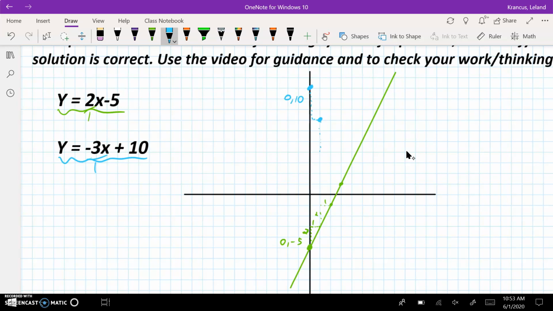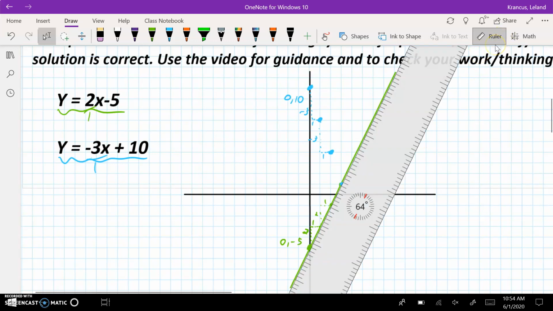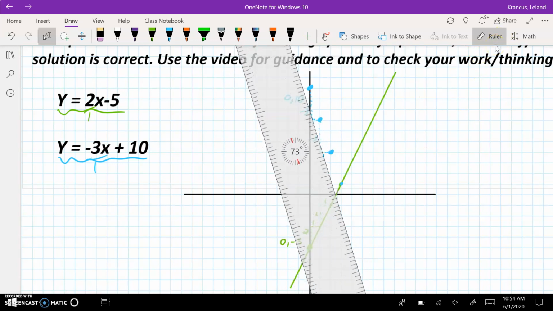Down 3 more over 1. So I'm going down 3 over 1 from point to point and establishing that pattern. Ooh, and notice if I go down 3 over 1 again, bam, I hit the other line. So there's my solution right there, the solution to the system of equations.